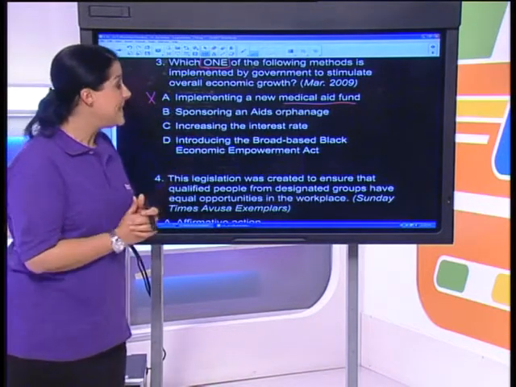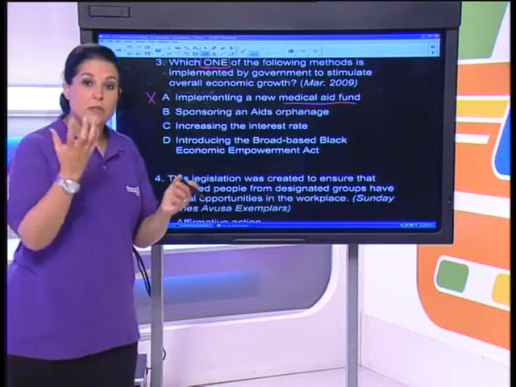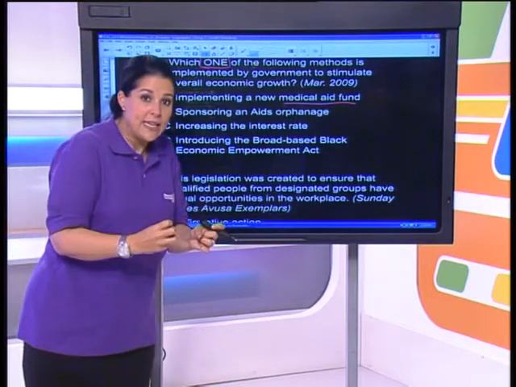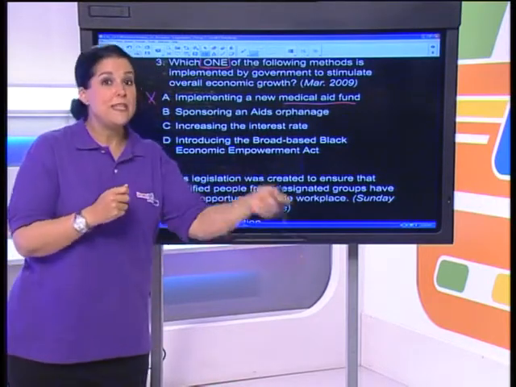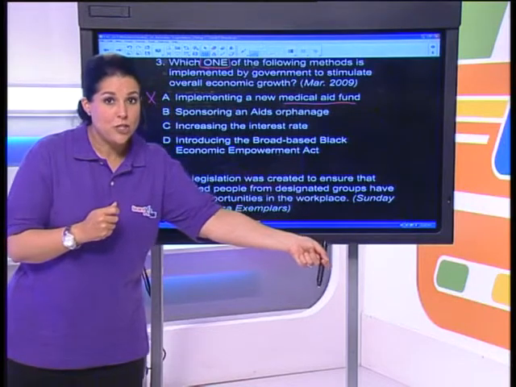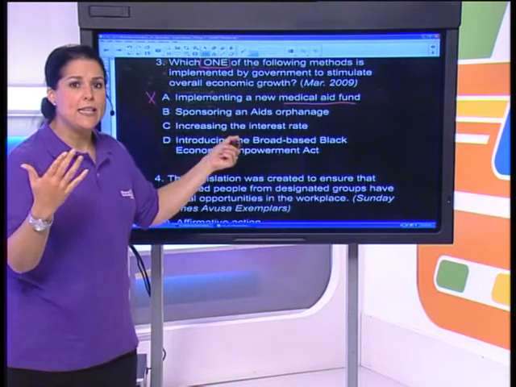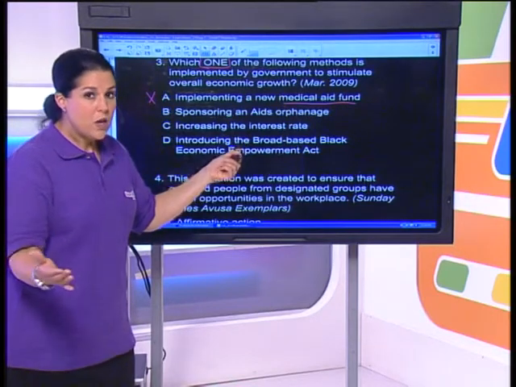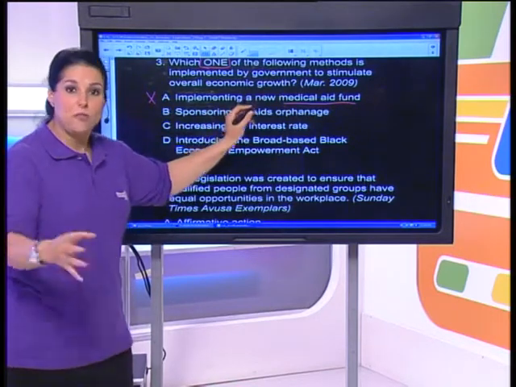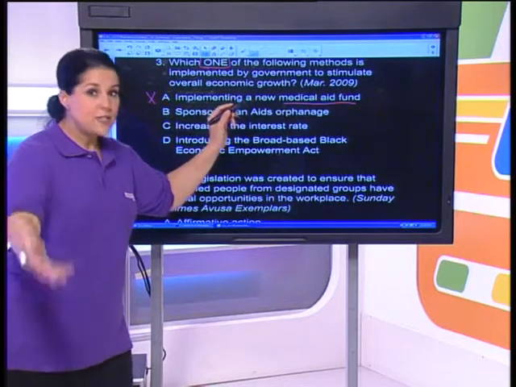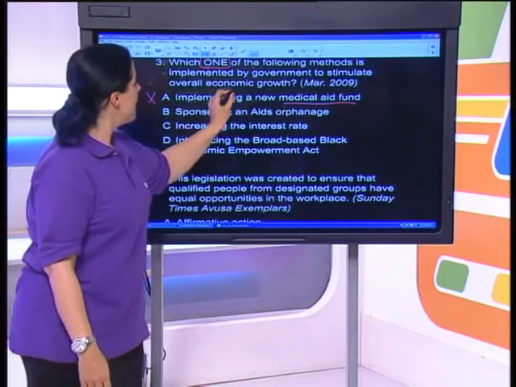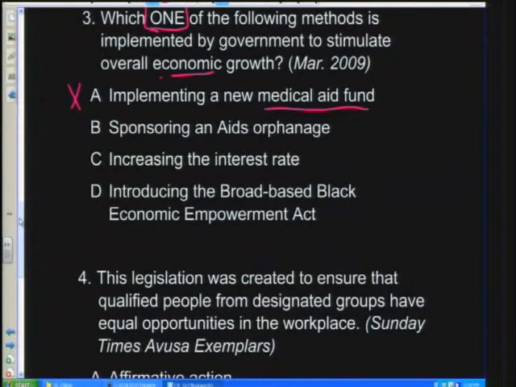Sponsoring an AIDS orphanage. If we take the money and we're uplifting, giving to the AIDS orphanage, we are spending money. Is it going to make the economy grow? No, it's purely going to help the little orphans go to school, go to study, but it's not going to make our economy grow. So no, it's not B.